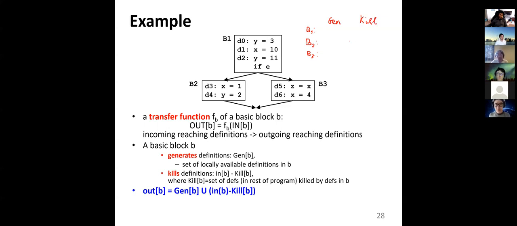Okay, let's try to do it together. What would be the GEN B of the basic block 1? D0, D1, and D2. Any other opinions? Thanks for your response. Any other opinions?